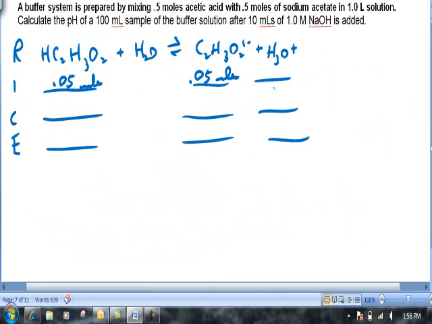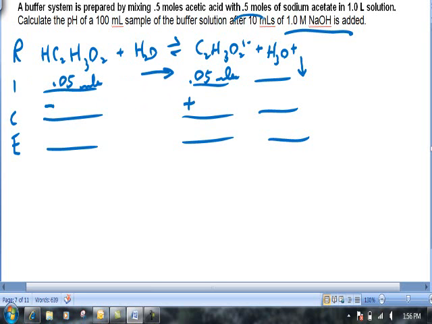The next problem is the same type of thing, except we add base to the system. We start out again with 0.05 moles of acid. We have 0.05 moles of salt. By adding base, that's going to cause the hydronium concentration to drop. When the hydronium concentration drops, the reaction is going to shift to the right in response to that change. So our acid change is going to be a negative. The amount of salt is going to be a positive.